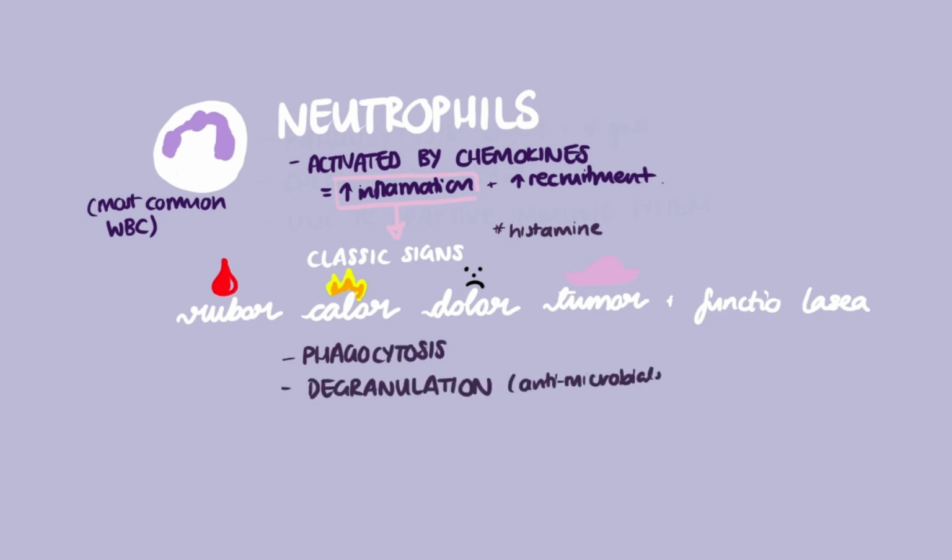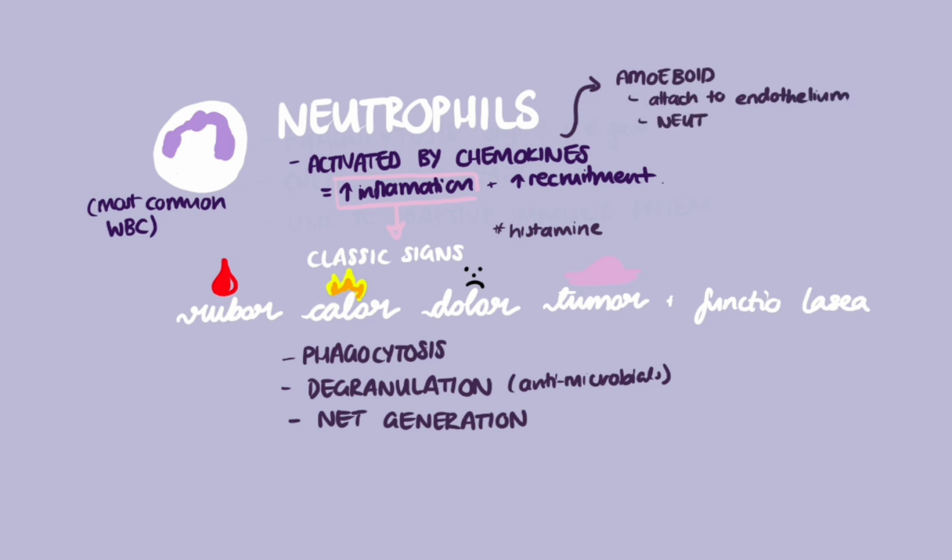So neutrophils, again, they also do phagocytosis. They do degranulation, so the release of their granules secretes antimicrobial substances, and they also generate NETs, which stand for neutrophil extracellular traps.